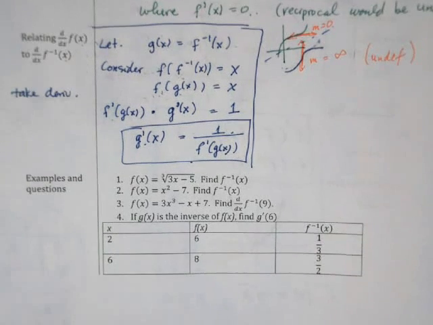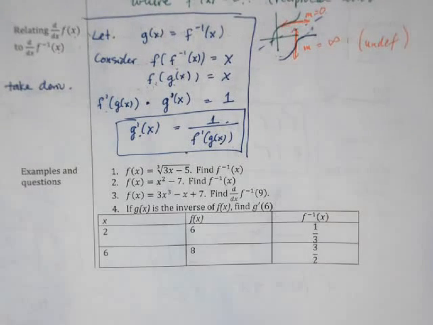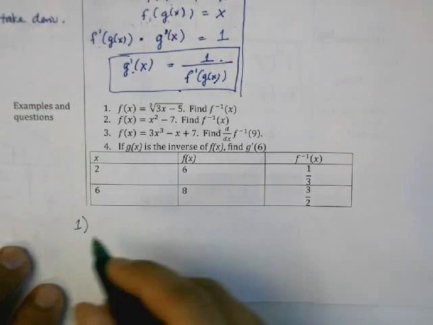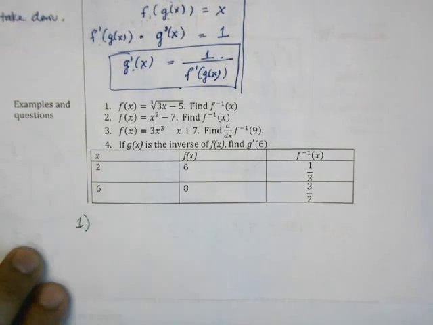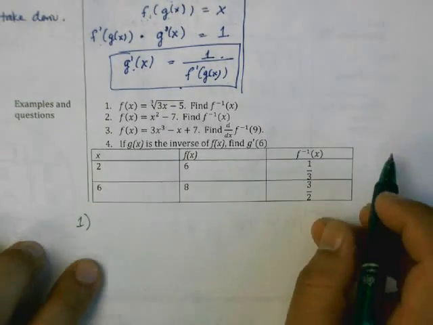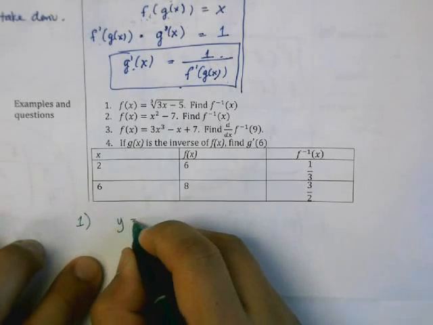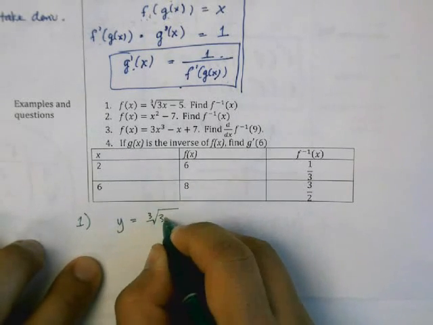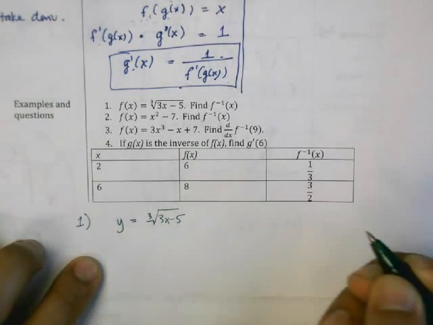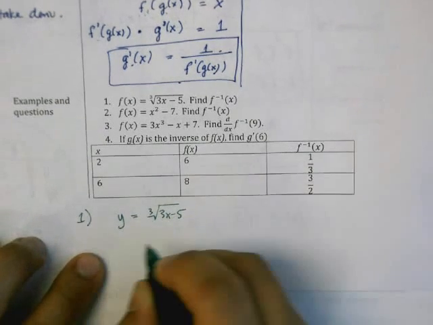Alrighty, so let's look at some examples here. First, f of x is equal to the cube root of 3x minus 5. Find f inverse. I'm just going to do it down here. Number 1, this should be pretty straightforward. So the trick that we've always done in many ways is just say y is equal to the cube root of 3x minus 5, and now we're going to solve for x.